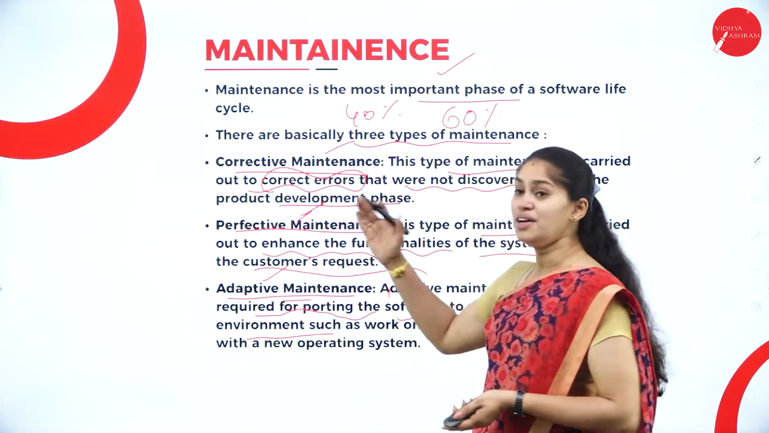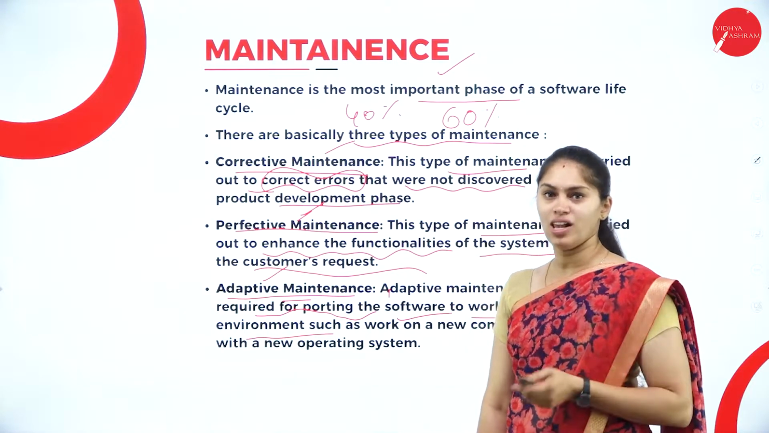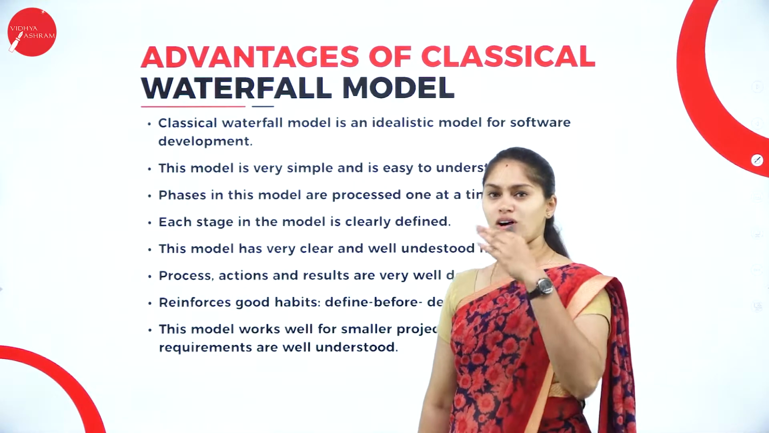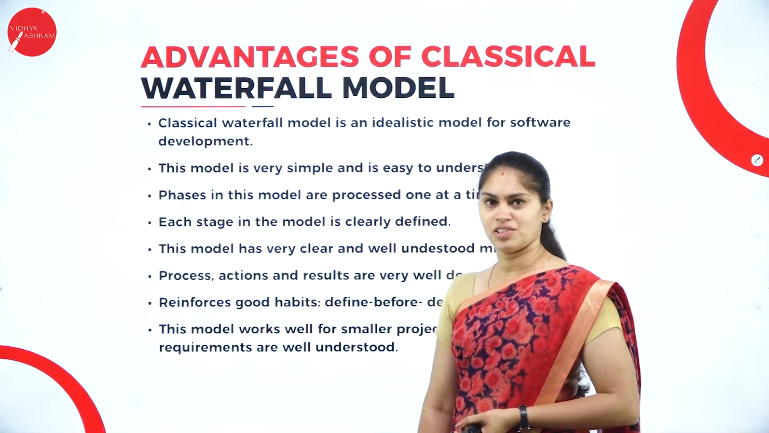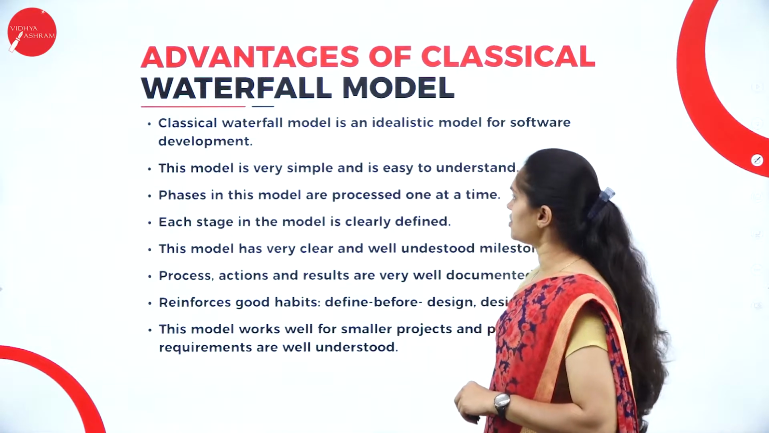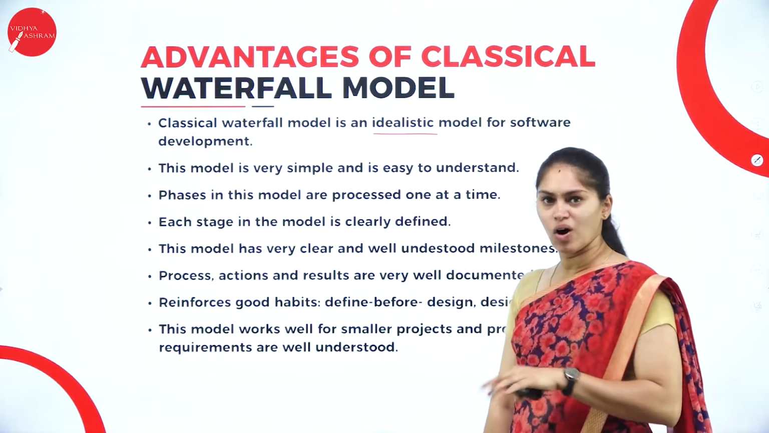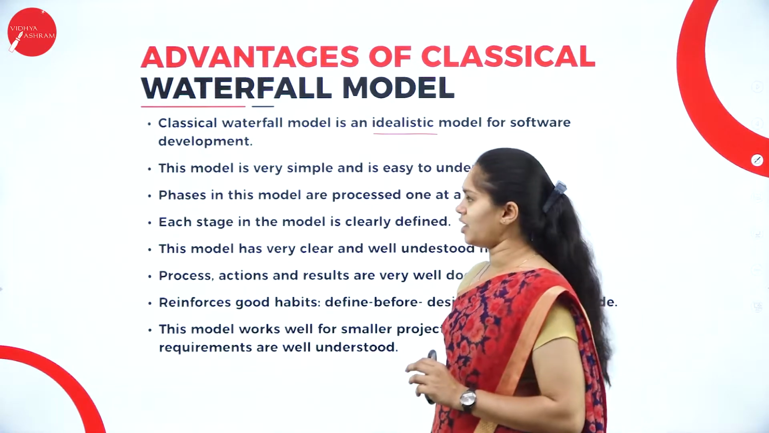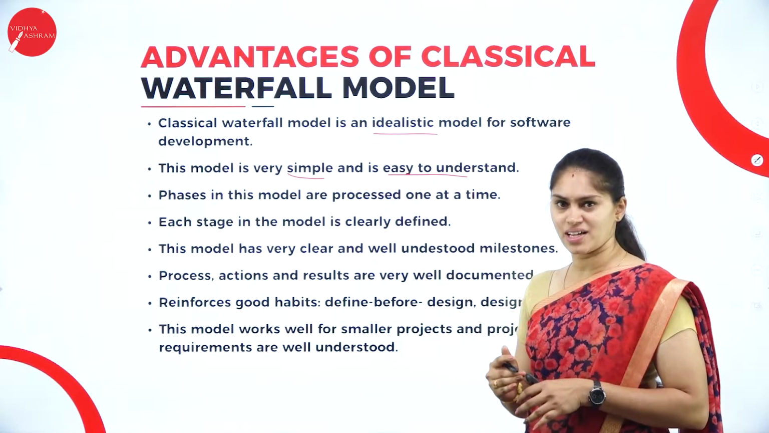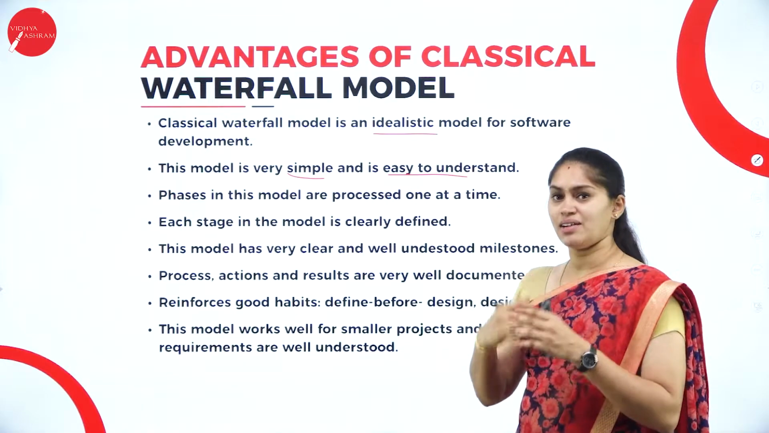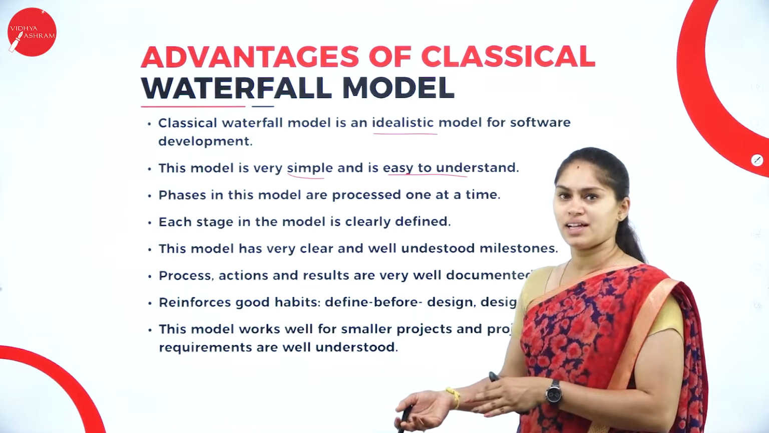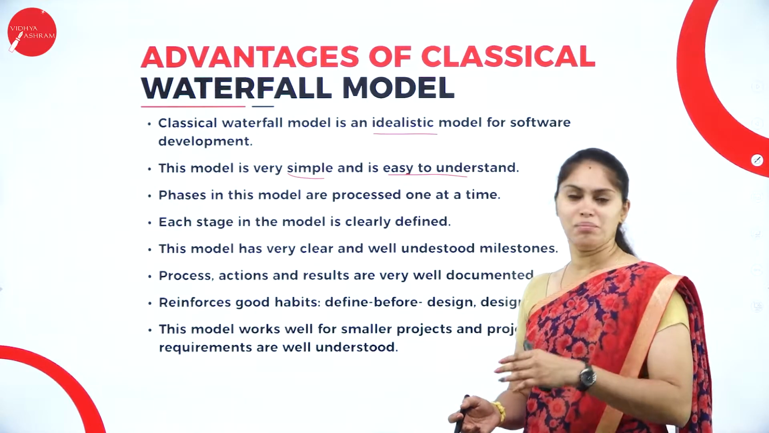So these are all the phases we have in the waterfall model. And here you can see what the advantages are. By getting to know all the phases, it will be easy to tell the advantages we have in the waterfall model. It's an idealistic model. All other models rely on this, and it is very simple and easy to understand because it's phase by phase. We can't overlap the phases and we can't go back to the previous phase once it is done. If I want to go to the next phase, the previous phase should be completely done.